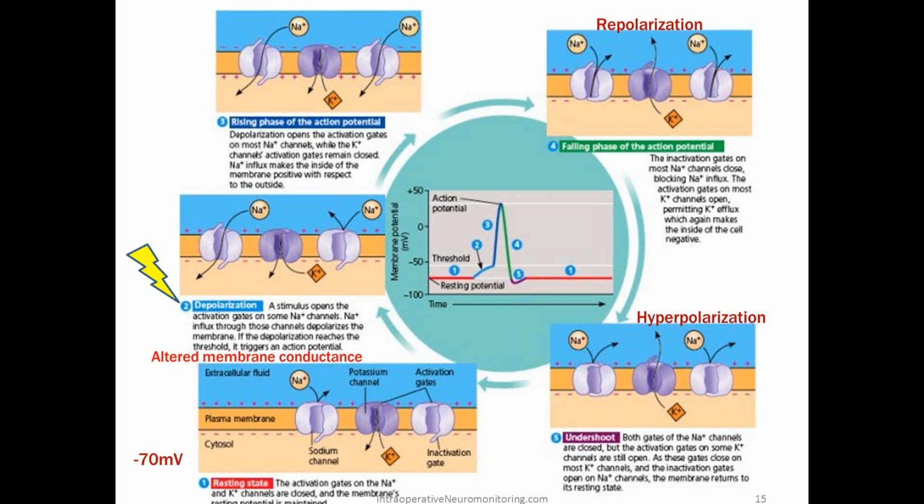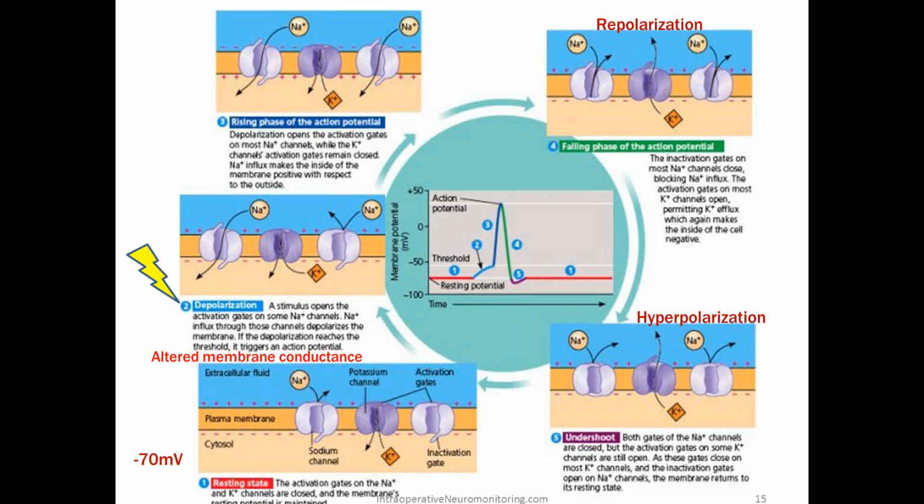3 is the rising phase of the action potential. Depolarization opens the activation gates on most sodium channels, while potassium channel activation gates remain closed. Sodium influx makes the inside of the membrane positive with respect to the outside. So now we have this large influx of sodium coming in. Potassium is not allowed to be released, and we have this highly positive membrane, or positive charge, inside now. Once it reaches a certain point, it will start to activate our potassium channels to open up.